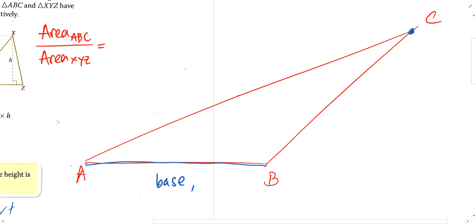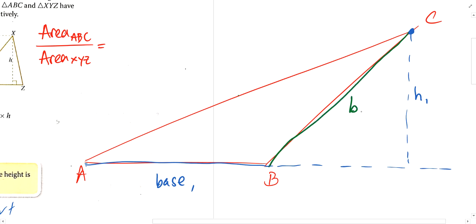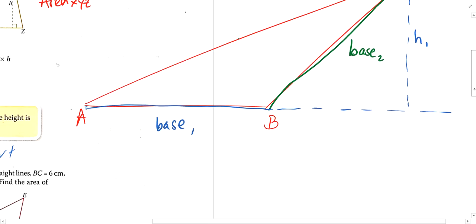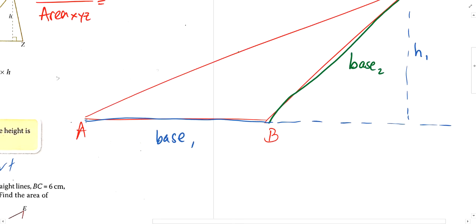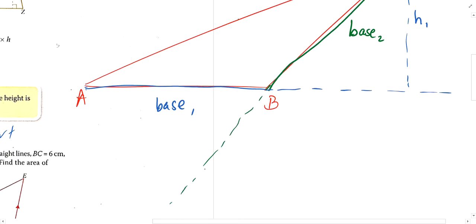What direction do I go? Down. I will have to extend this, right? So this is my height 1. Some of you say that actually there is more than one possible base. For example, if this is my base number 2, where is my height number 2? It must start from A. I need to extend it over here, so I draw from A perpendicularly down. This is my height number 2.